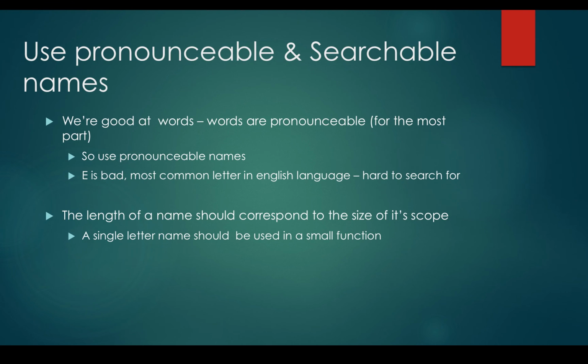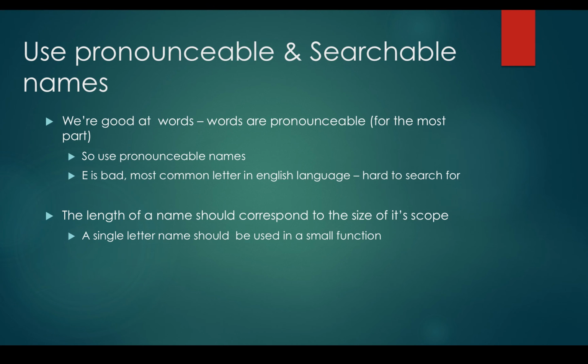Use pronounceable, searchable names. We're good at words. As human beings, we're good at words, and words are typically pronounceable. The words I use, my everyday vocabulary, are usually pronounceable. So we want to use pronounceable names for our variable names as well. We want to make them easy to pronounce because it makes them easier to use in the system.